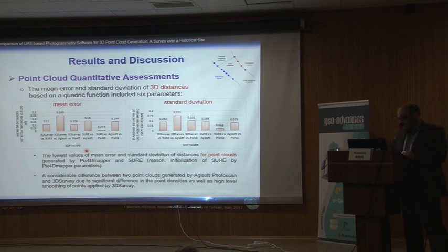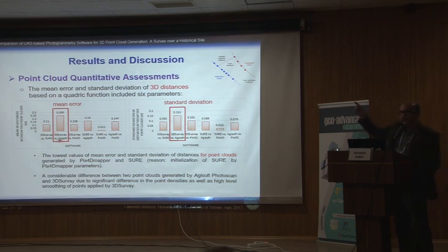Regarding the quantitative evaluation, we see that the average mean error and standard deviation between Shore and Pix4D are very much less. Therefore, they are very close to each other. On the other hand, the maximum deviation is between 3D survey and Agisoft. And we saw that Agisoft is almost always higher than the others, and 3D survey is lower than the others.